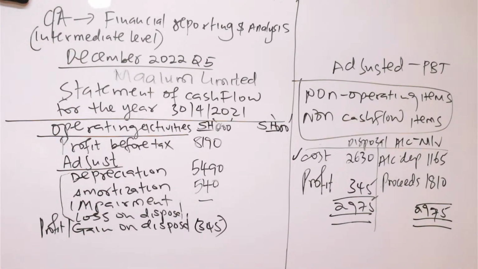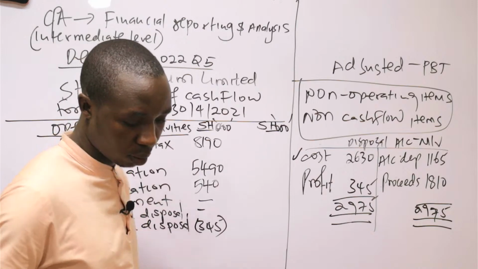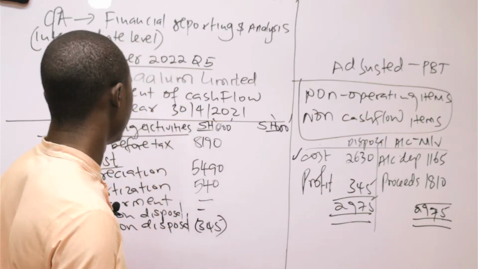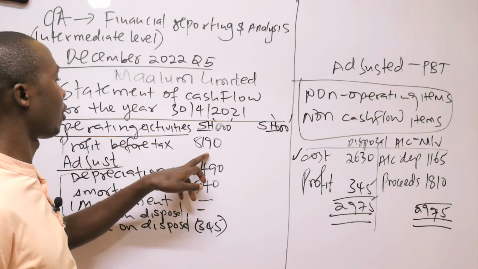Another thing we need to check is if there is a loss on disposal. There was no loss on disposal. So far what I have done is all about adjusting the first 5 items against the profit before tax.